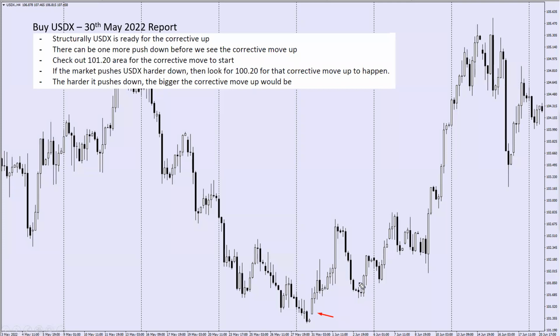And usually, when it comes to Monday, you will see the gaps. This is most of the time, unless there are big news. Other days, they open and close at the same place. So this was the dollar index on 30th of May.